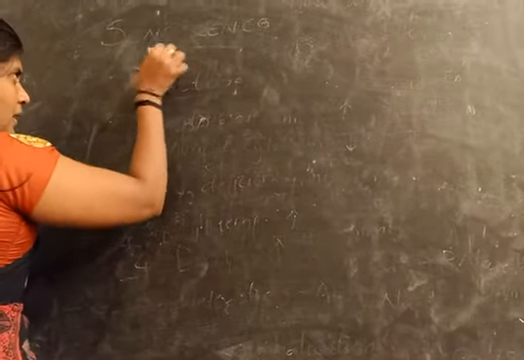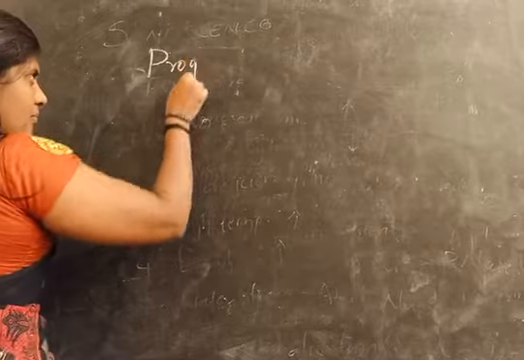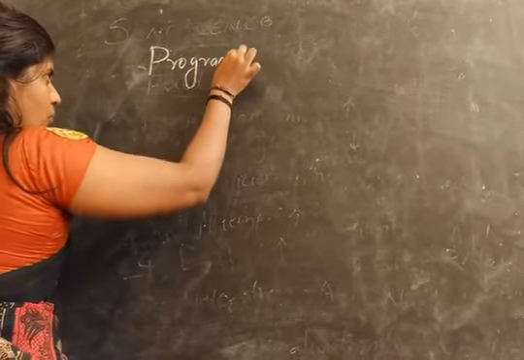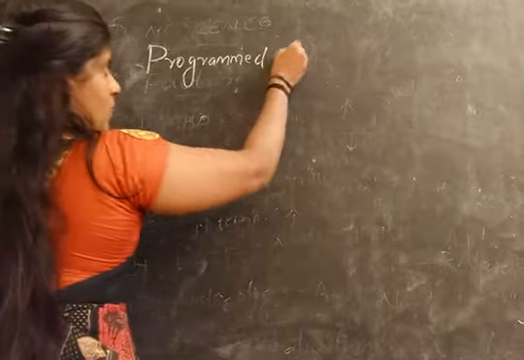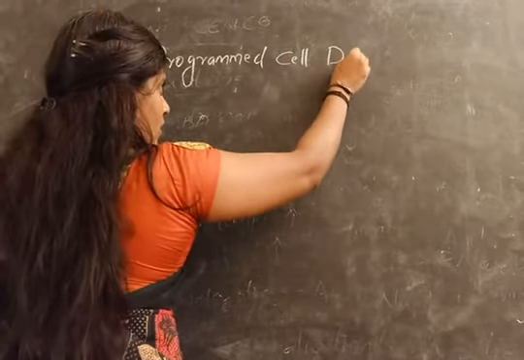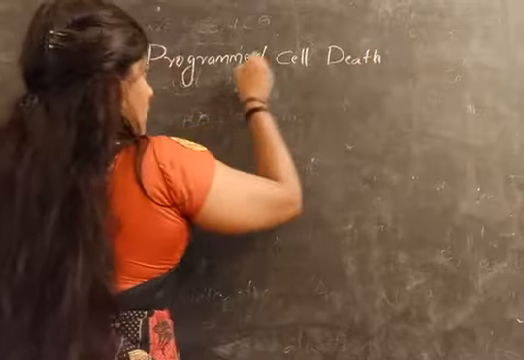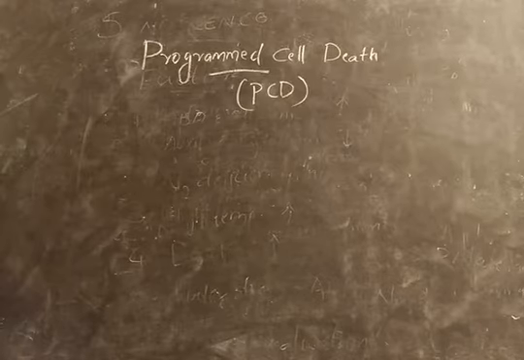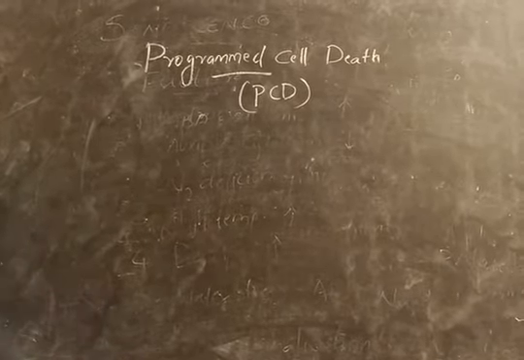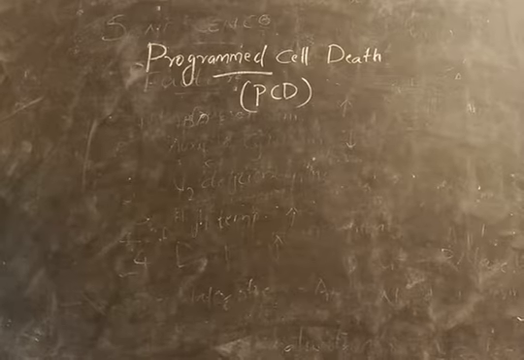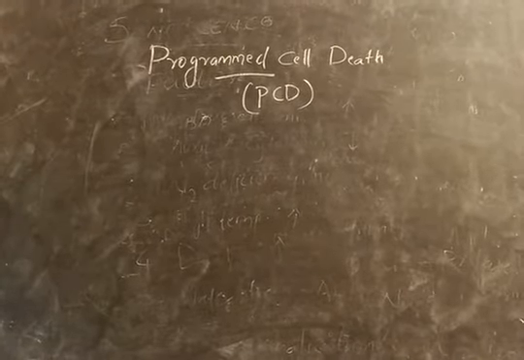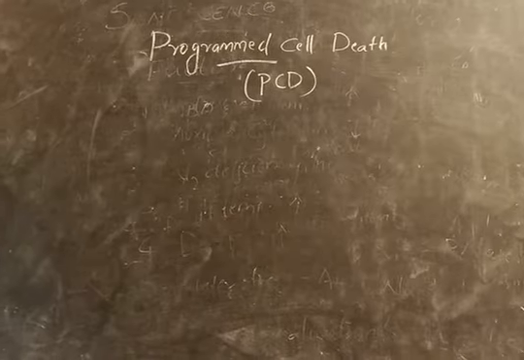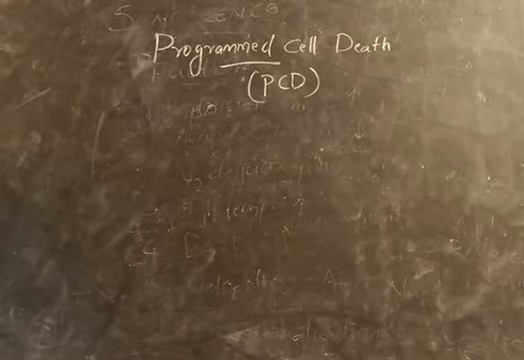Now, moving to programmed cell death. PCD, programmed cell death. Programmed cell death is simply the senescence of an individual cell.